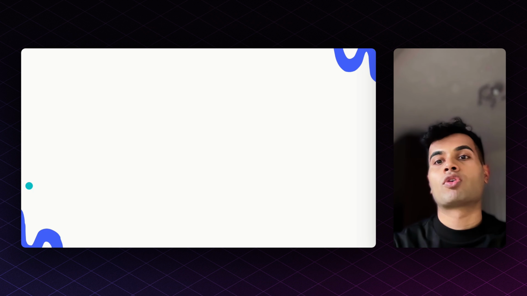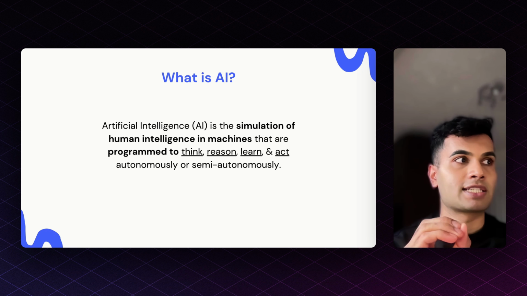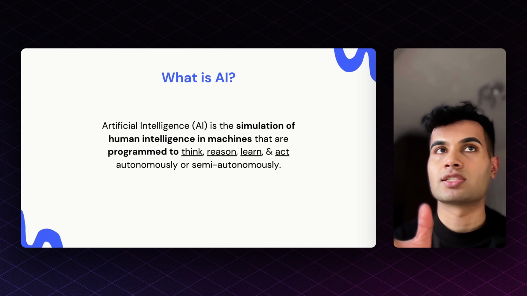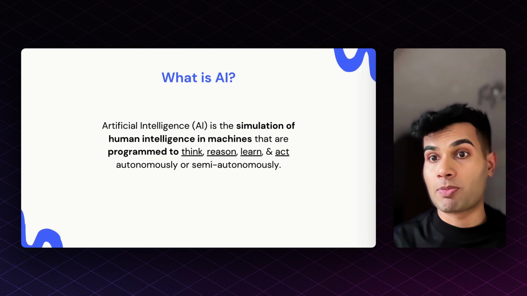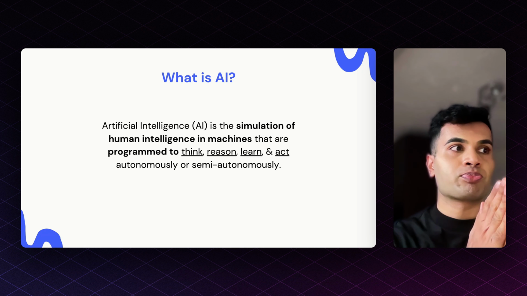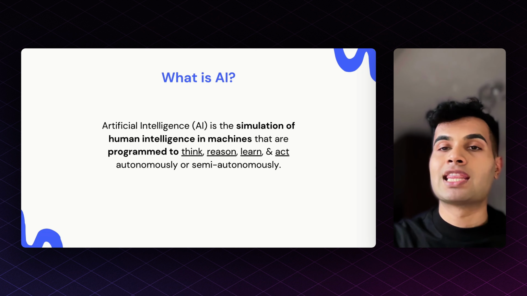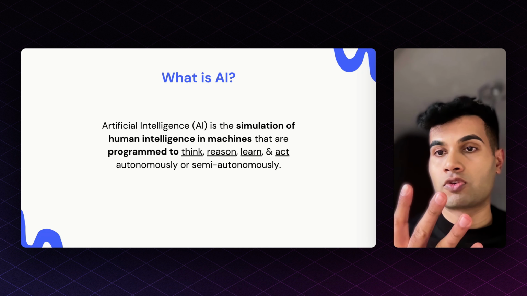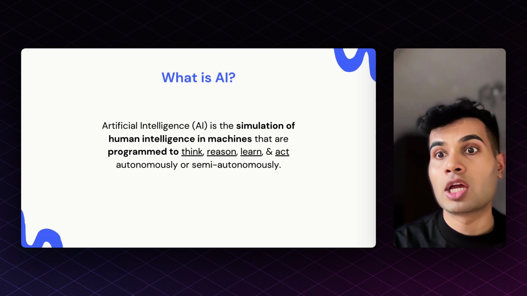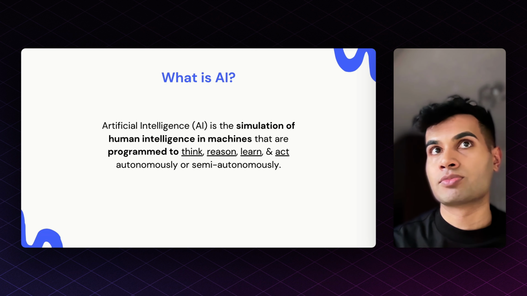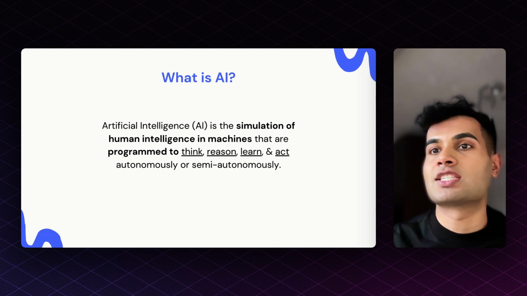First and foremost, what actually is AI? When it comes to this, I like to break it down. First, look at the actual words: artificial intelligence. The best way to think about it is that it's the simulation of human intelligence in machines that are programmed to think in four main ways. Those ways are: we're teaching the machine to think, reason, learn, as well as act, autonomously, meaning by itself, or semi-autonomously, with the assistance of us as humans.